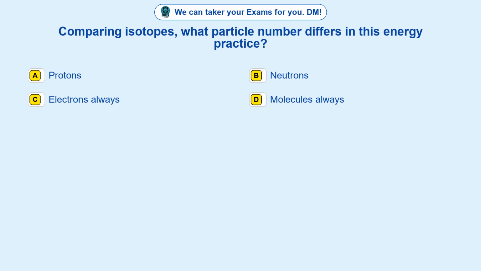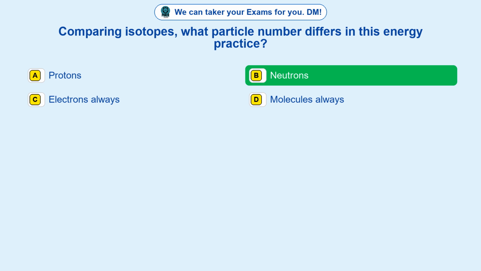Question 42. Comparing isotopes, what particle number differs in this energy practice? Option A, protons. Option B, neutrons. Option C, electrons always. Option D, molecules always. The correct answer is option B, neutrons.